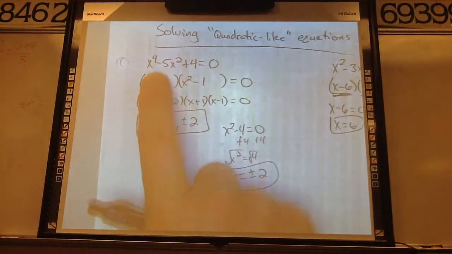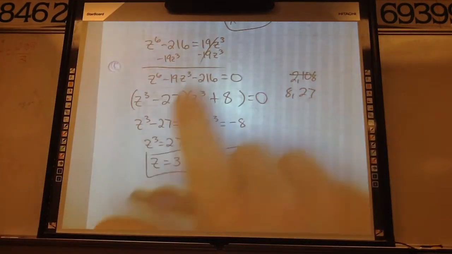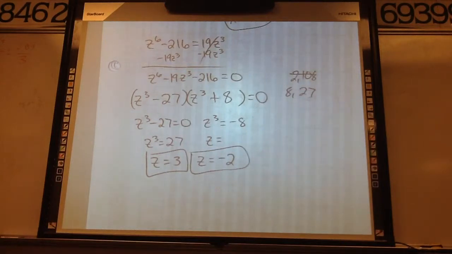Doesn't mean you will get six answers, but there could be six answers. That's only two answers. But break it down to another one. Oh, the third root.